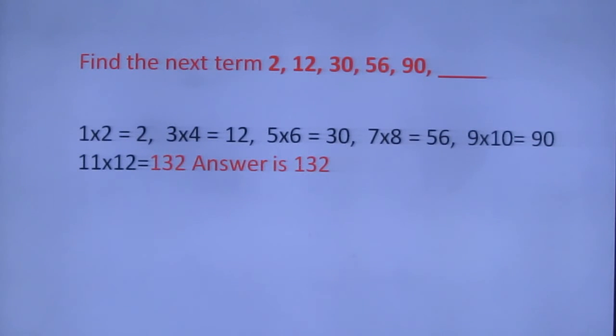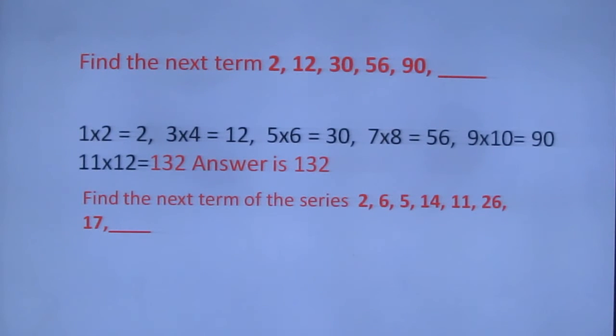How can we do the question in another way? 1 square plus 1 is 2. 3 square plus 3 is 12. 5 square plus 5 is 30. 7 square plus 7 is 56. 9 square plus 9 is 90. So what should be the next number? 11 square plus 11, that is 121 plus 11, 132. Shall we move to the next one?